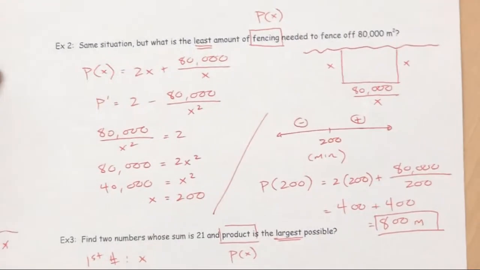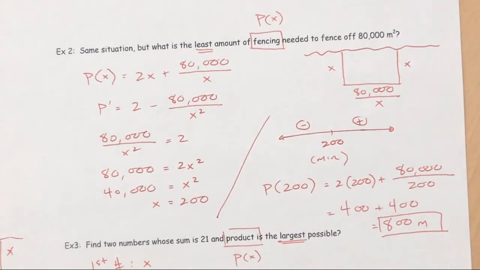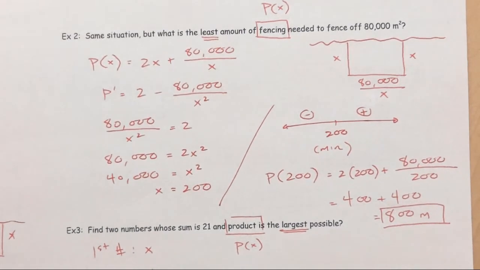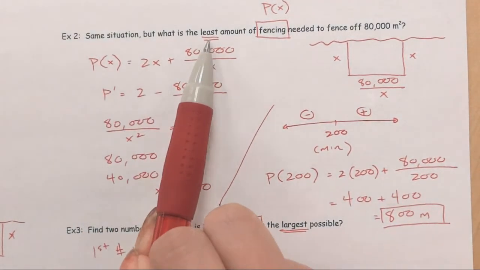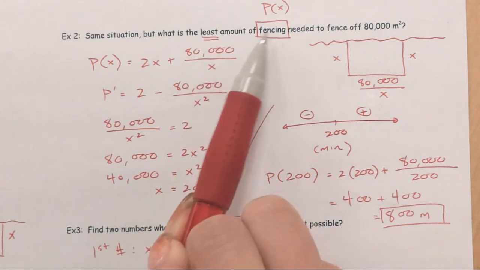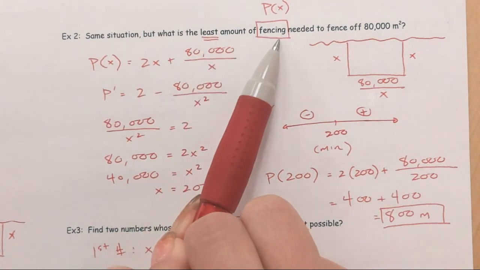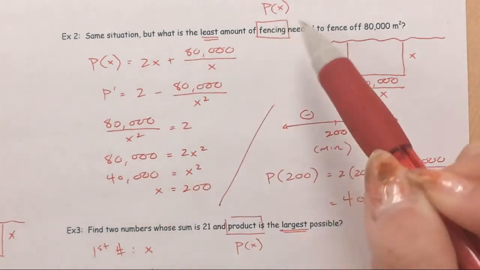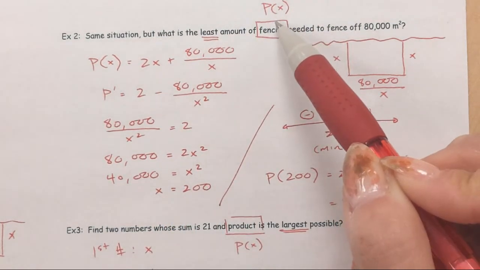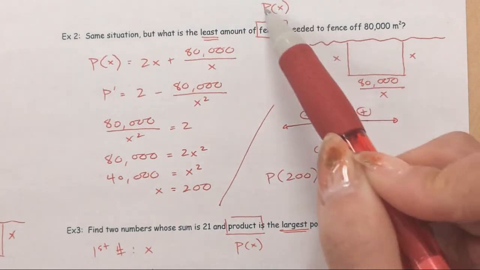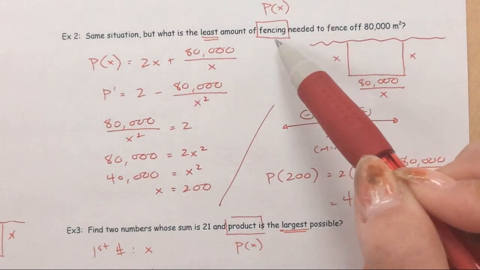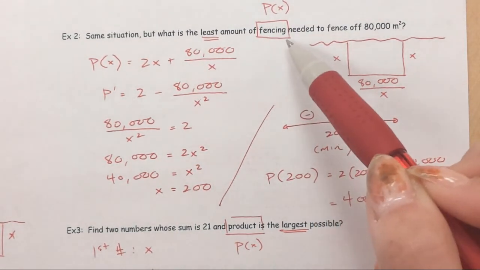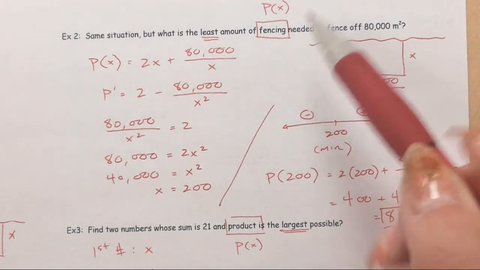Okay, example 2. So I'm going to talk through it a little bit faster. I'm not going to show all my work. You can see it, right? So I want the least. I underline that. And then the least fencing. So I box my fencing. That is a perimeter equation. So I put P of X. I always label what kind of equation I'm looking for, okay? I try to make it make sense, not just F of X for everything.